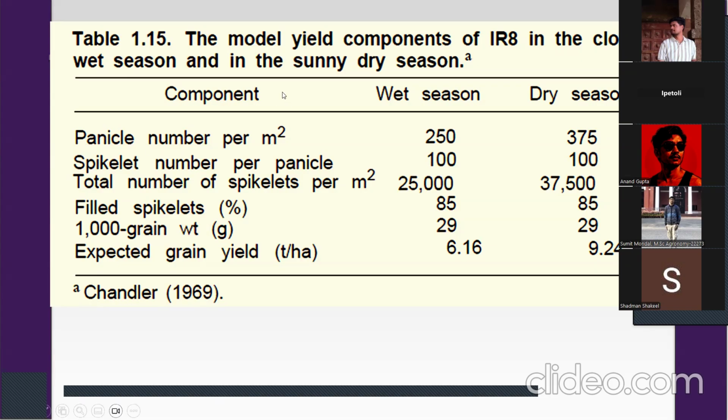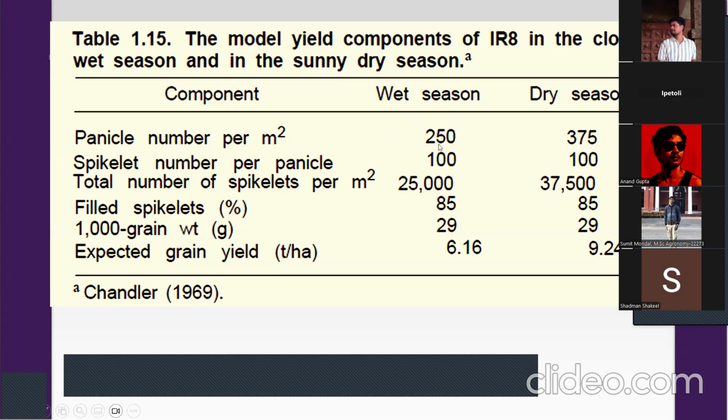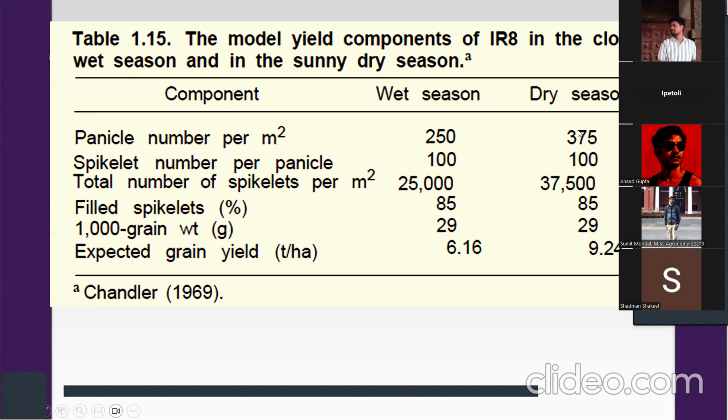First column tells us the yield component. Wet season is normally rainy season. Dry season is non-rainy season. In our case, suppose it is Rabi season. So number of panicles in the first case was 250. In dry season, suppose it was 375. Spikelet number per panicle is equal in both the cases, 100 here, 100 here. So the total number of spikelet per meter square will be 250 multiplied by 100, so you get 25,000. 375 multiplied by 100, you get 37,500.